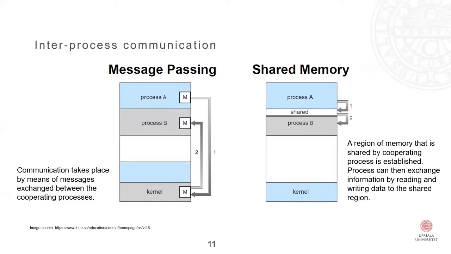There is another approach which is called shared memory. In shared memory, a specific region of the memory is used for sharing the data, and the processes will write to this place and read from it to exchange information among themselves. So in this case, you see that the kernel is not involved in the message passing.